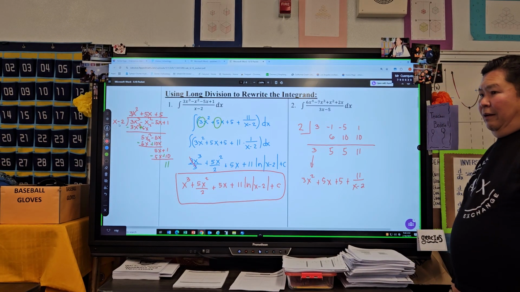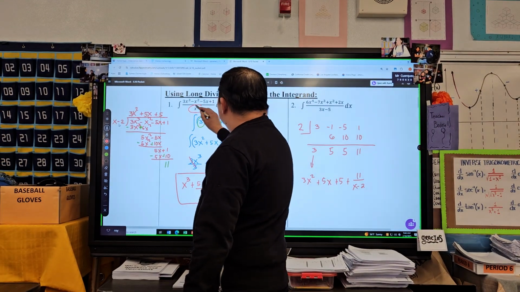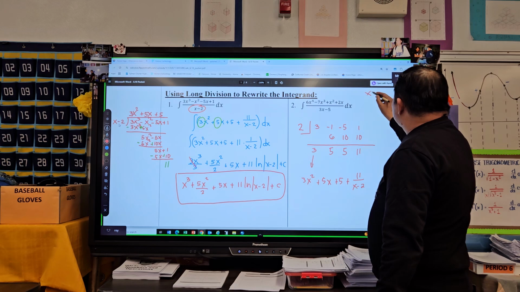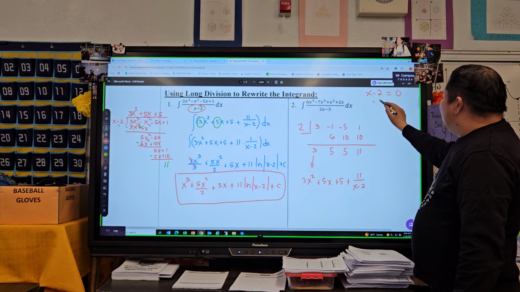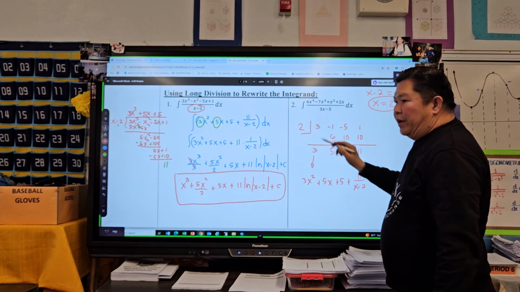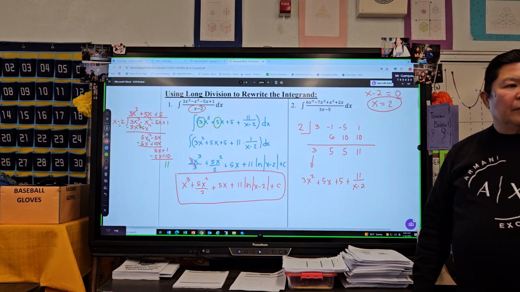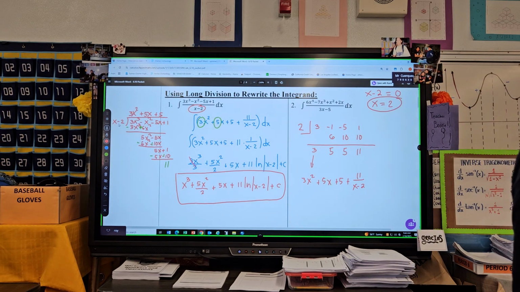How do you get the 2 again? The 2 is coming from this one, x minus 2 to be equated to 0. So it means x equals 2, which is this one. Okay? Any question? No, I'm good. You're good? You're good, Chris? Okay.